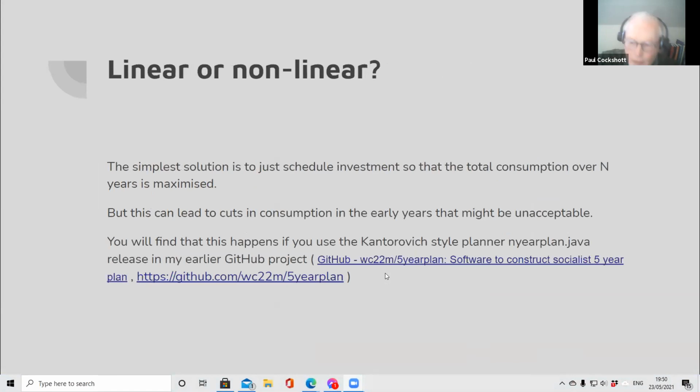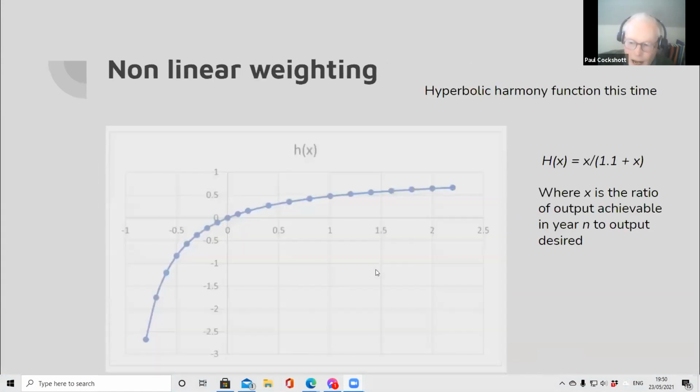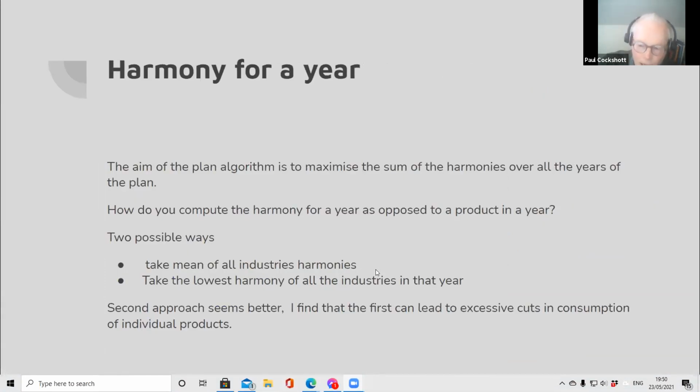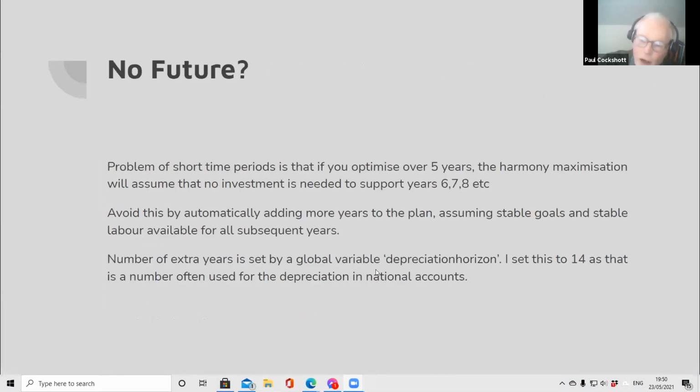So it works for demonstration purposes. It seems to work pretty well. I use a slightly different harmony function, but the idea is the same. I'm skipping over this because it's partly tutorial material for people who I expected might actually be using the software.